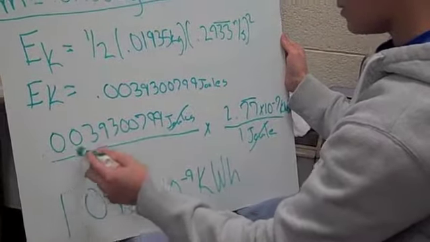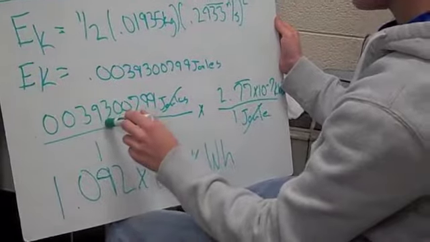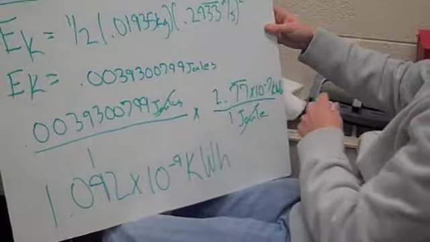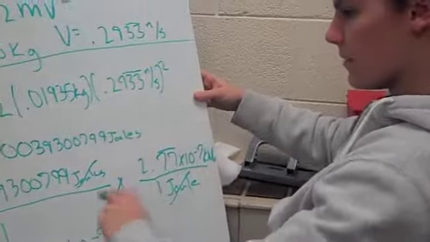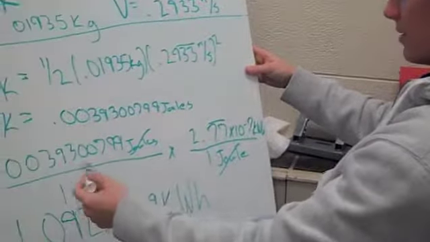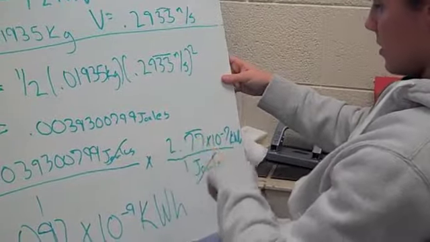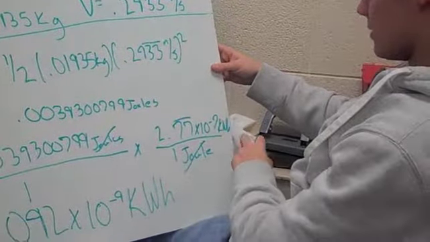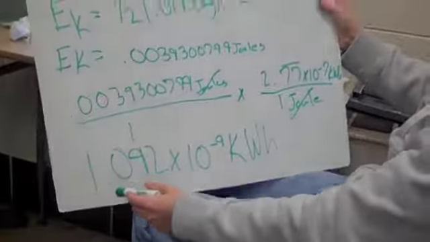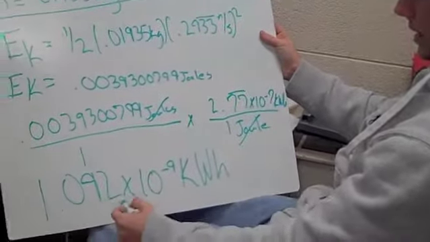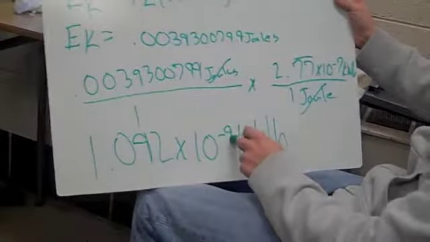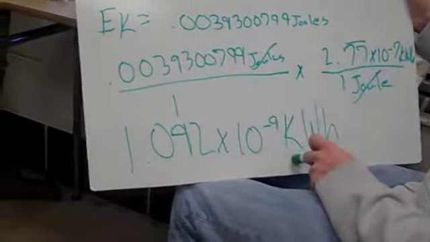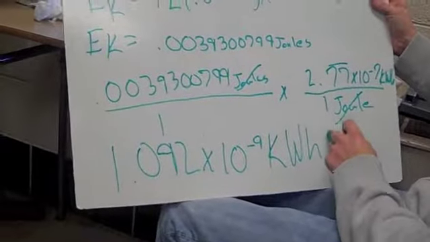Now we take the number of joules, we have to convert it into kilowatt hours because that's the units we're using for the housing. To do that, we multiply the number of joules times 2.77 times 10 to the negative 7 kilowatt hours, which gives us 1.029 times 10 to the negative 9th kilowatt hours, which is how many kilowatt hours a mouse produces.